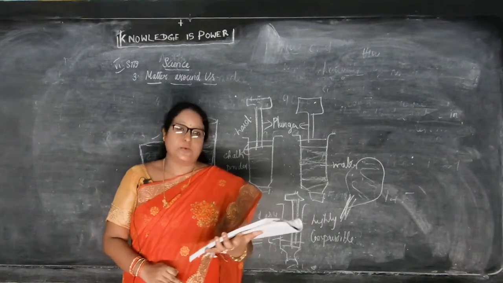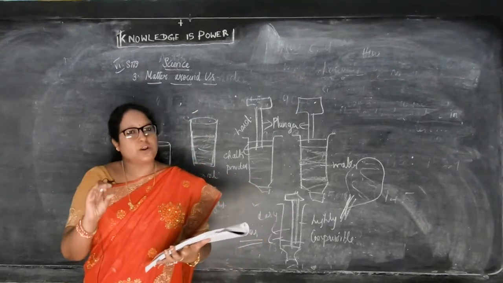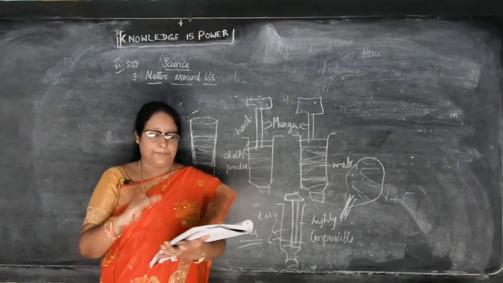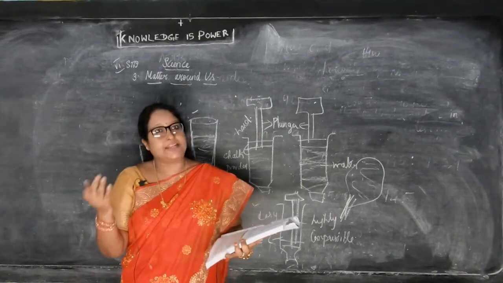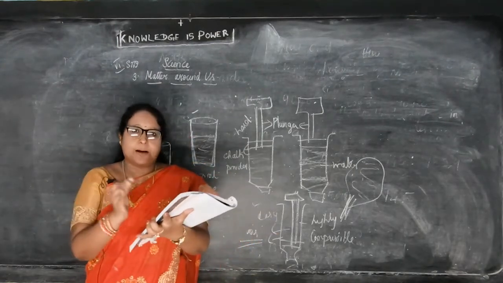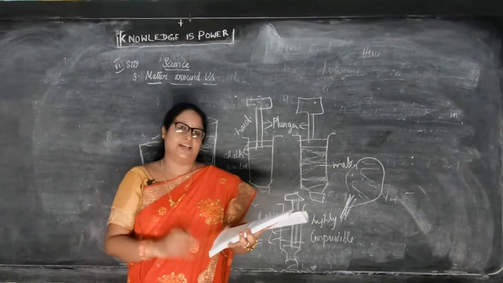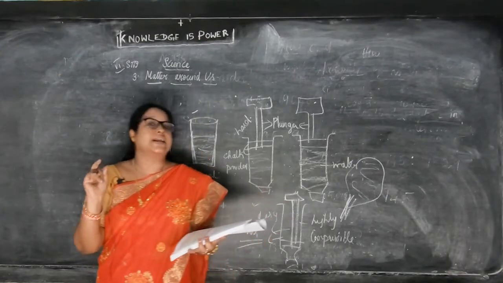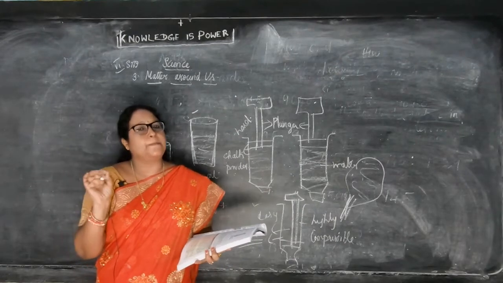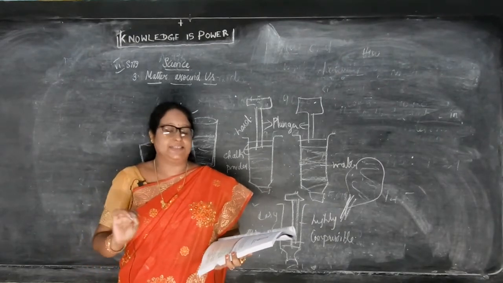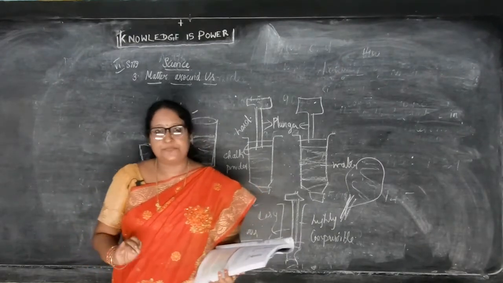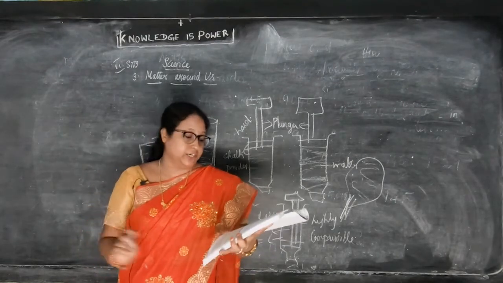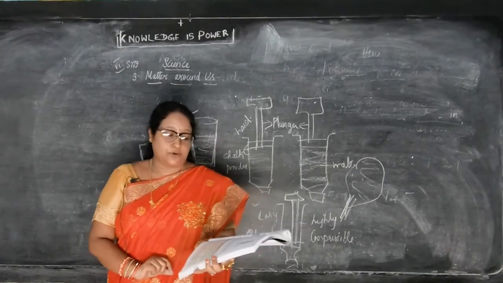Then liquids are compressible to a small extent. Then gases are highly compressible. If you take a balloon, you can compress it nicely. So solids are incompressible, liquids are compressible to a little extent, and gases are highly compressible. These 2 points you know thoroughly now. Now we will go to the third point.